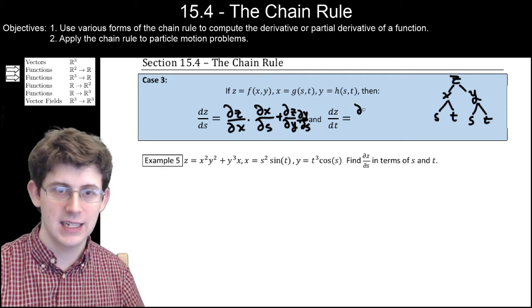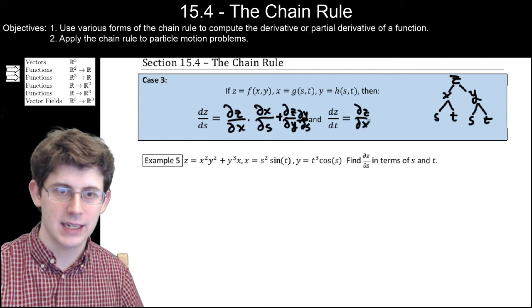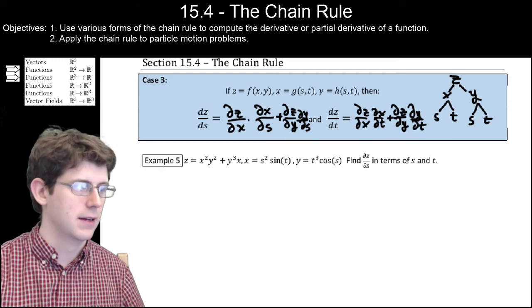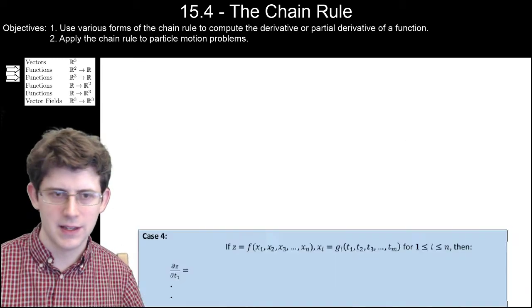So dz dt is partial z, partial x, partial x, partial t, plus partial z, partial y, partial y, partial t. Let's see it in action. I think there's only one of these examples.